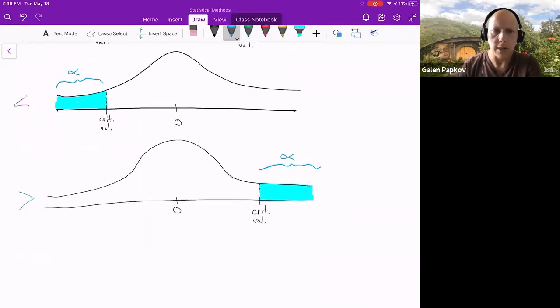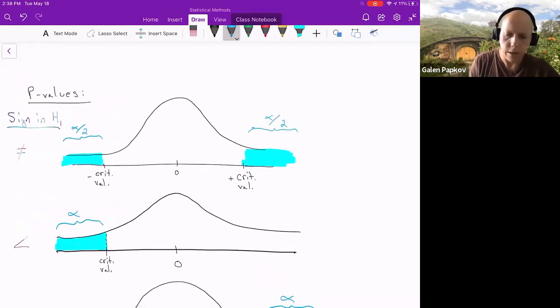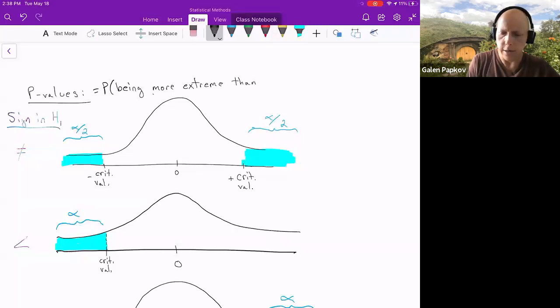If we are doing a right-tailed test and the p-value, knowing that that corresponds to the probability of being more extreme than your test statistic, then the only thing that you may not know is what is extreme. And the good news is that it's pretty easy to figure out. Extreme is the direction according to the sign in H1.